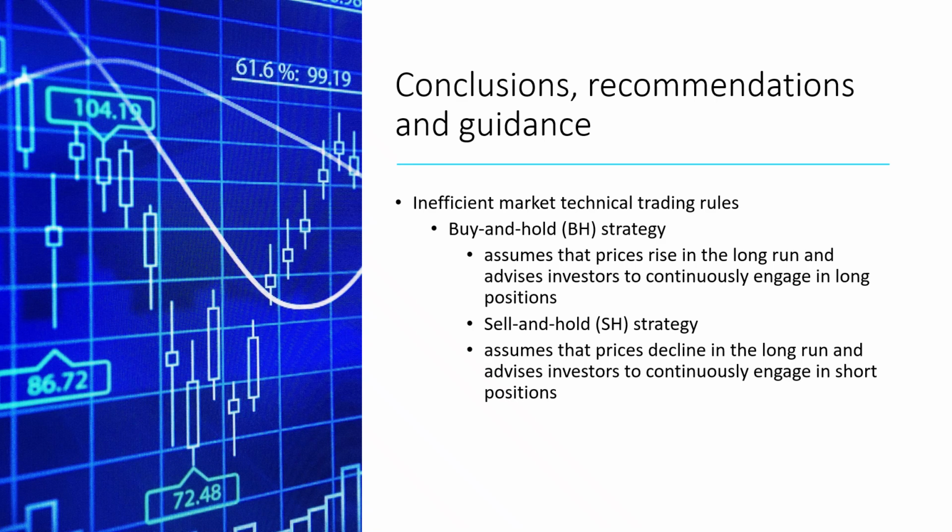Other basic strategies for inefficient markets are technical trading rules like a buy and hold strategy and a sell and hold strategy. A buy and hold, or BH strategy, assumes that prices rise in the long run and advises investors to continuously engage in long positions. A sell and hold, or SH strategy, assumes that prices decline in the long run and advises investors to continuously engage in short positions, and has been found to yield the most profitable system with a profit factor greater than 1 in a weak form market environment.